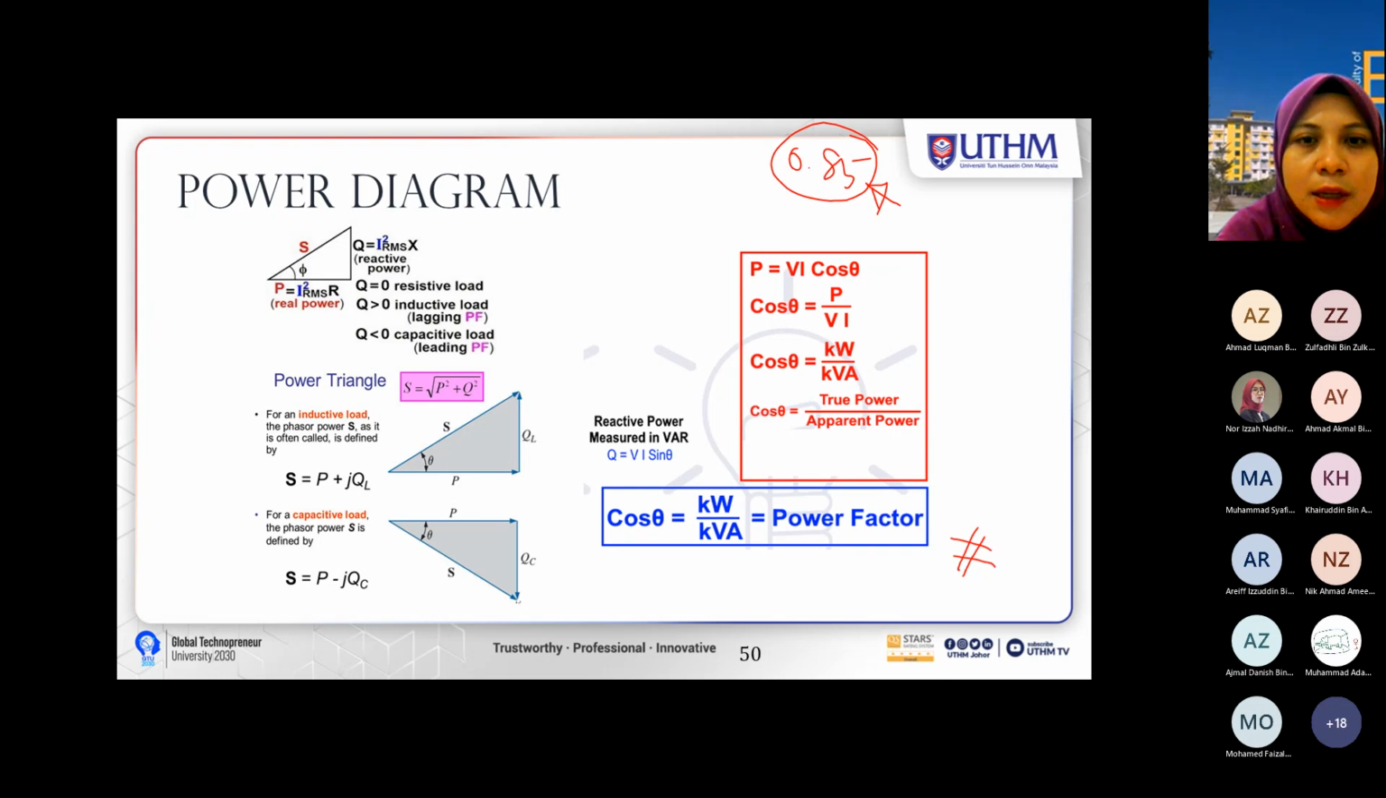So the power triangle, we know it looks like this. Right? We have phi, here we usually write theta, phi or theta. And then we have P here, S here, and Q here. So P is referring to the real power. Okay. Q is the what? Q is what?